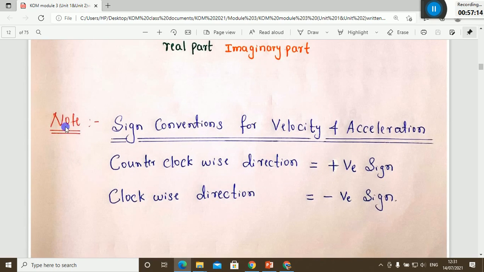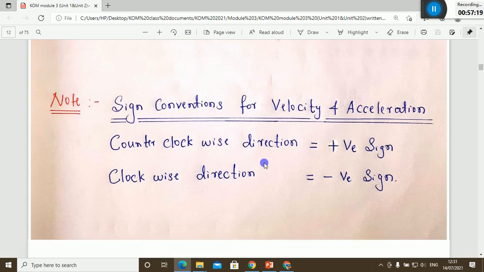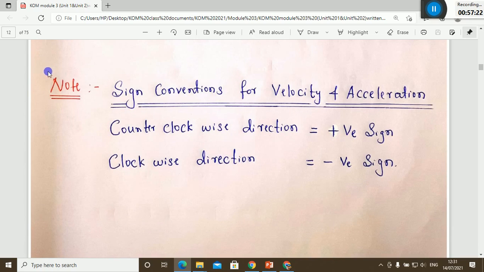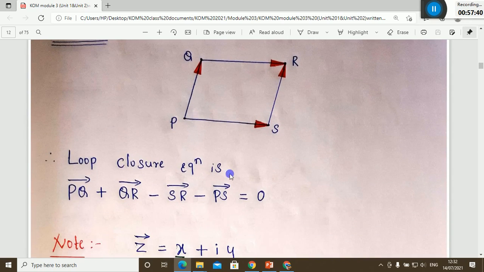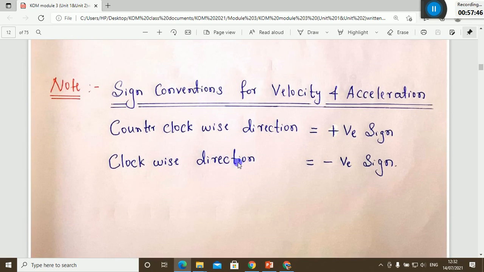And just take this also note: the sign conventions for velocity and acceleration. So this one I have taken as per my convenience. Counterclockwise as a positive, clockwise as a negative. So this is the case of indicating the velocity and acceleration, not the displacement. Don't confuse with the displacement. So these are nothing but the displacement vectors. So here I have taken clockwise as a positive, counterclockwise as a negative. But when you're going to note down the velocity and acceleration, you have to take this sign convention only.